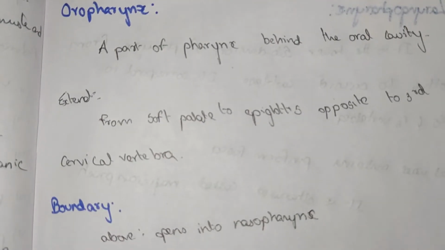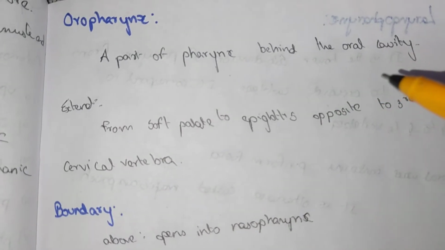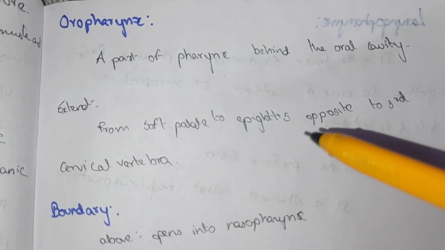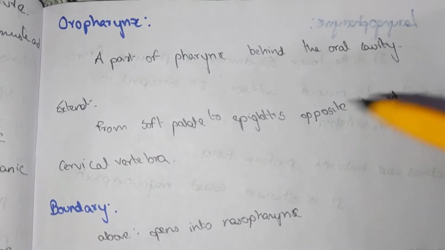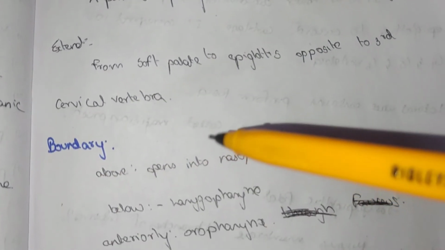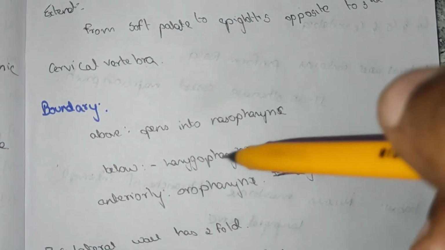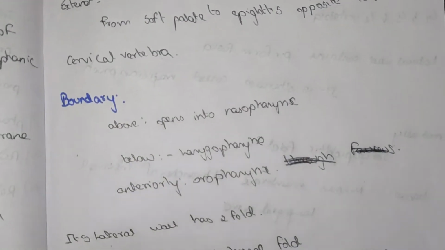Now we will see the oropharynx, the part of the pharynx behind the oral cavity. Extension is from the soft palate to the epiglottis, opposite to the 3rd cervical vertebra. Boundary: above it opens to the nasopharynx, below to the laryngopharynx, anteriorly to the oral cavity.